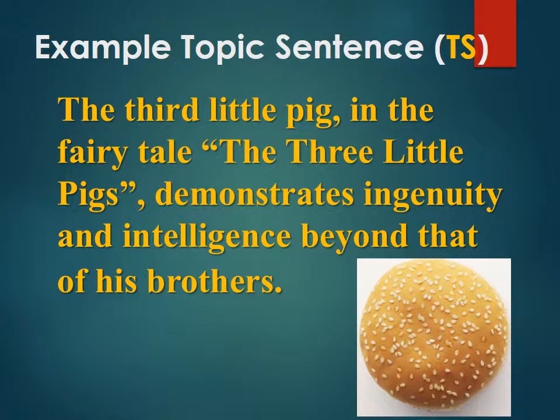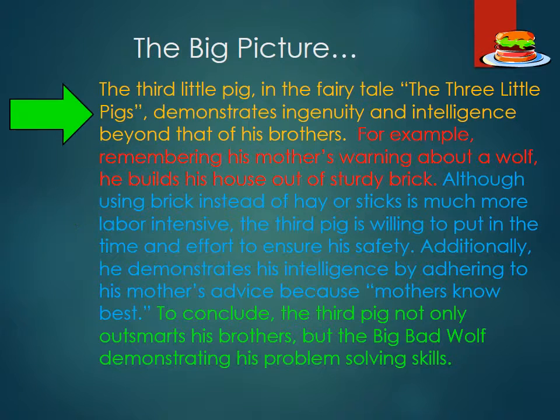If you were writing a paragraph about the 3 little pigs, your topic sentence might be something like, "The third little pig in the fairy tale, The 3 Little Pigs, demonstrates ingenuity and intelligence beyond that of his brothers." This is the placement of a topic sentence in a full paragraph.